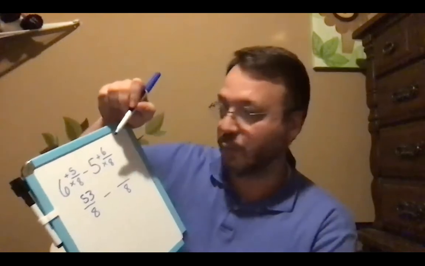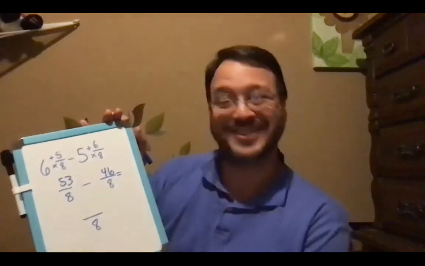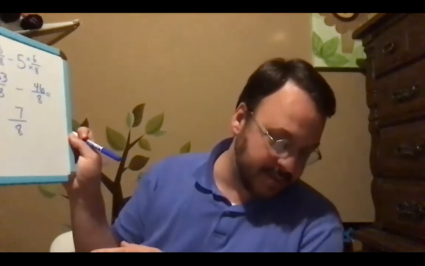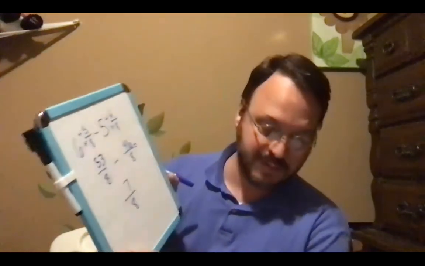8 times 5 is 40. 40 plus 6 is 46. So now all I'm going to say is, well, we know it's going to have a denominator of 8, and 53/8 minus 46/8, well, 53 minus 46 is going to give me 7. So the difference in height between the tallest and shortest player is 7/8 feet.